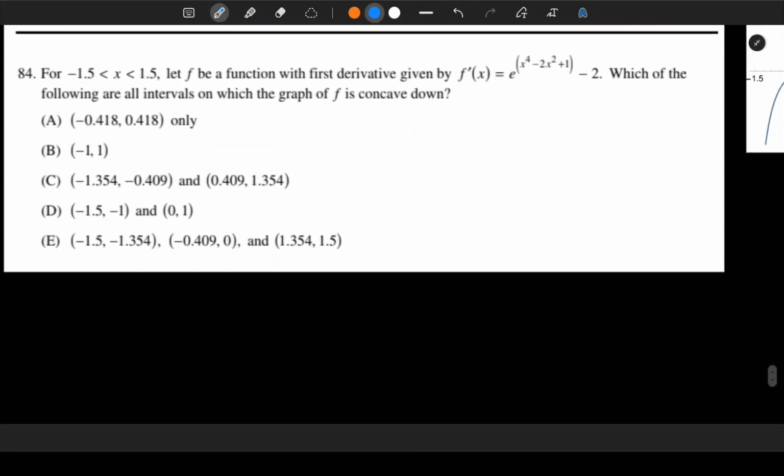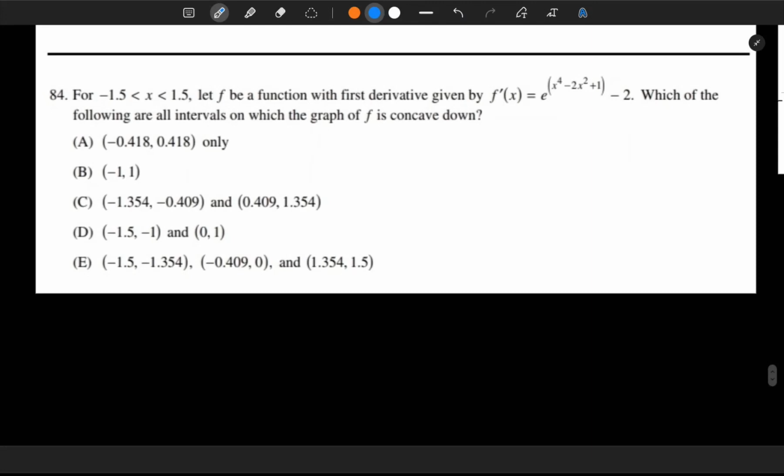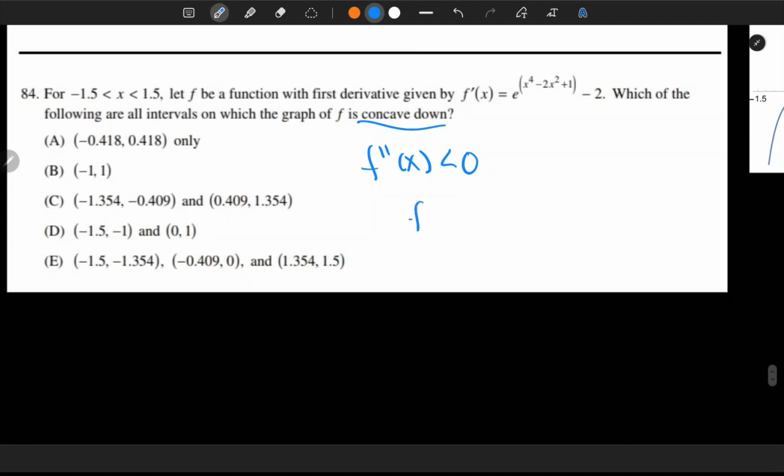Next, for the interval negative 1.5 to 1.5, let f be a function with first derivative given by this. Which of the following are all intervals on which the graph of f is concave down? Recall that the graph of f is concave down when f double prime is less than 0. Solving for f double prime, we see that f double prime of x is equal to 4 times x cubed minus 4 times x, and then we multiply by the original exponential, so times e to the x to the 4th minus 2x squared plus 1.